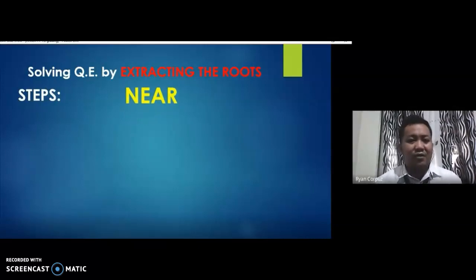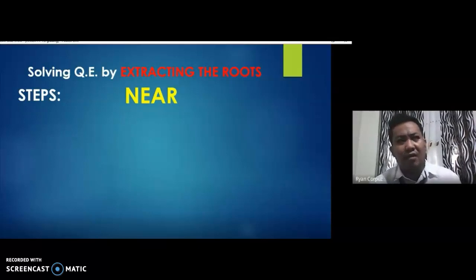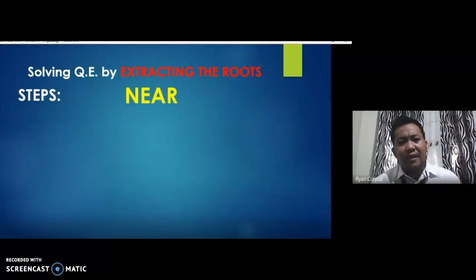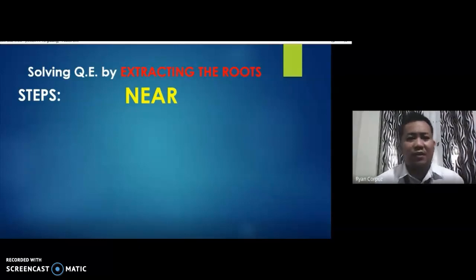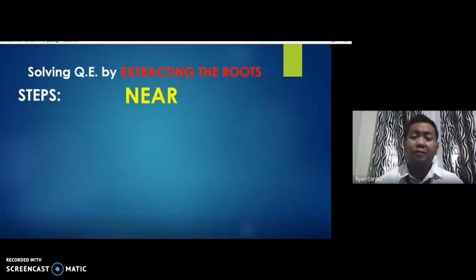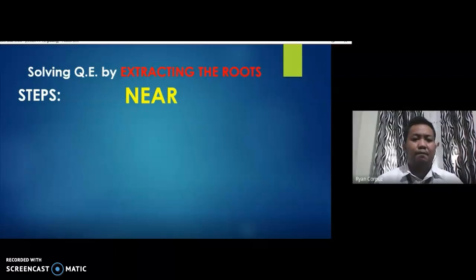The word NEAR. So the letters NEAR, I guess I have that as the steps in solving quadratic equation by extracting the roots. It's because the word NEAR, I guess, is the best word to describe your dreams in the future. That means you are getting nearer to what you want to achieve in life.